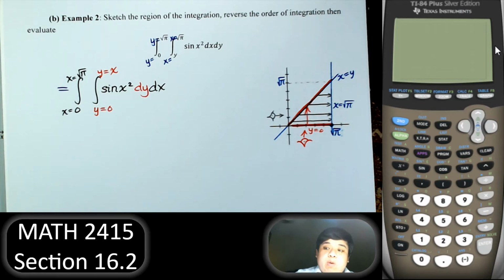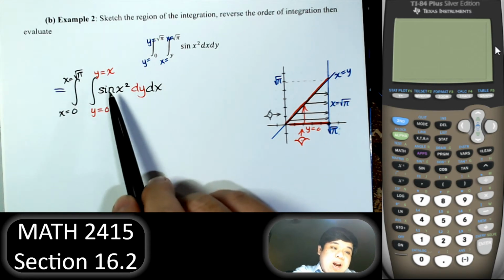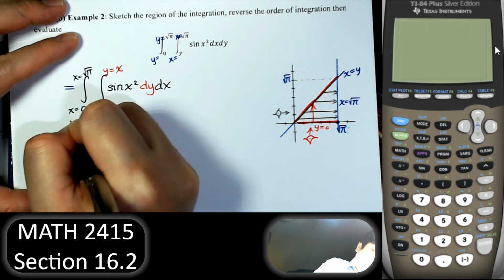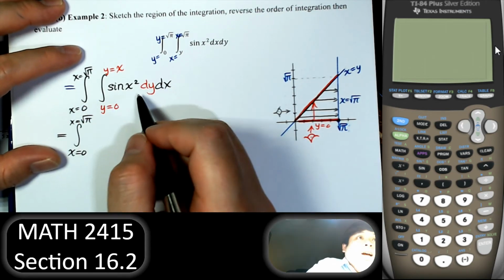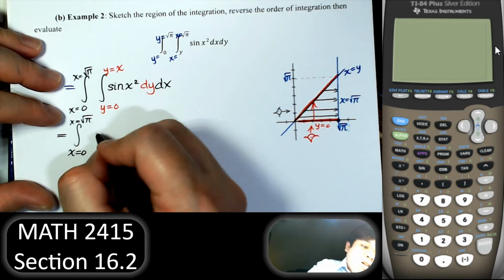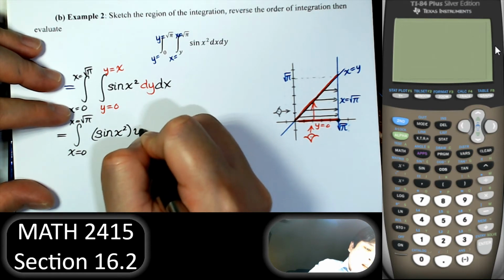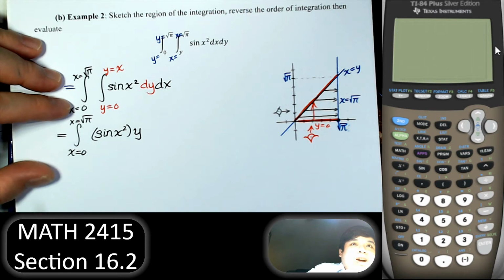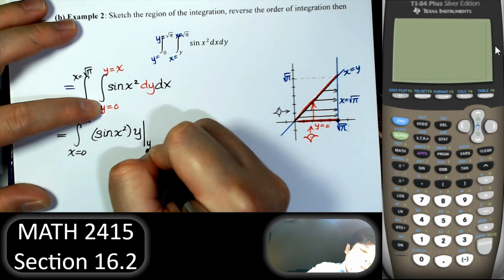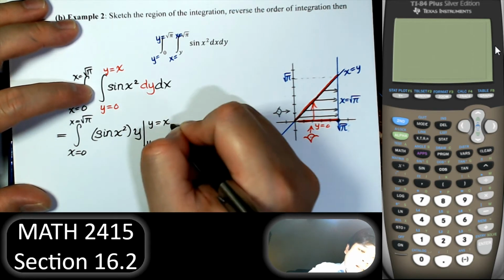First, as mentioned before, this function we cannot integrate. But when we write it like this, we can integrate. Why did that help though? Sine of x squared is constant with respect to y. The integral of a constant, we just multiply by y. The integral of a constant is a constant times the variable, and we go from 0 to x. Put in x, put in 0.